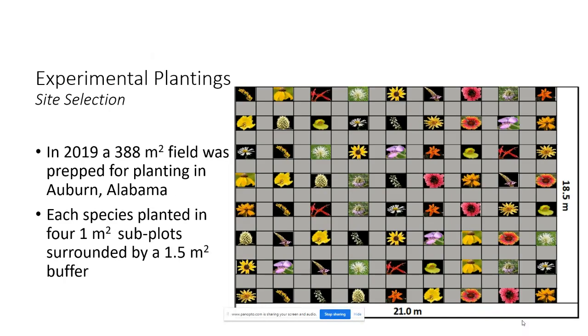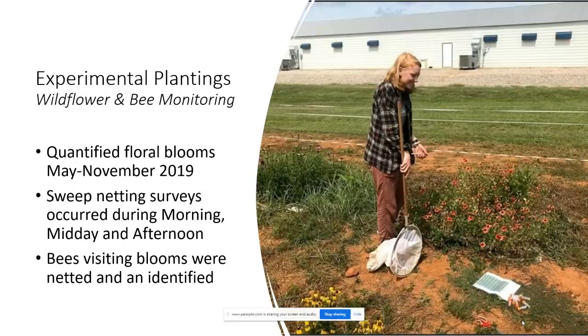So our experimental planting in Auburn, Alabama, occurred in 2019. We established a 388 square meter field, and each one of those 18 species was planted in 4 one square meter subplots surrounded by a 1.5 square meter buffer. It's like a checkerboard pattern. And we basically quantified floral blooms from May to November of 2019, and we conducted these sweep netting surveys in the morning, midday, and afternoon because this is really important. Some bees are only active in the morning, or they're more active in the morning. Some are only really active in the afternoon. So we wanted to make sure that we were catching representatives of the bees in this area visiting these wildflower species.